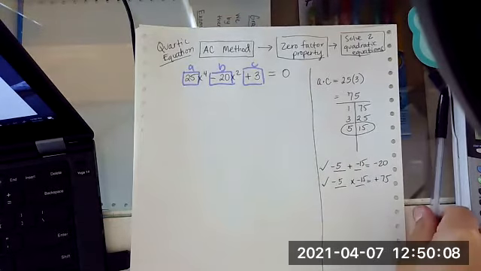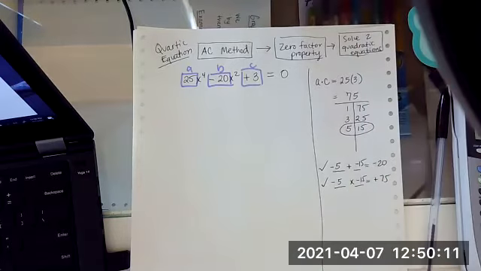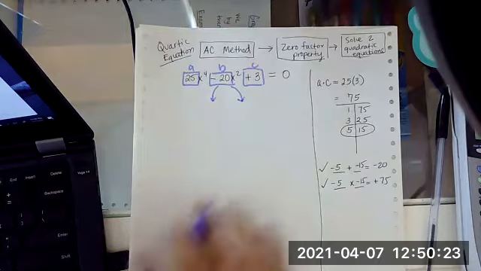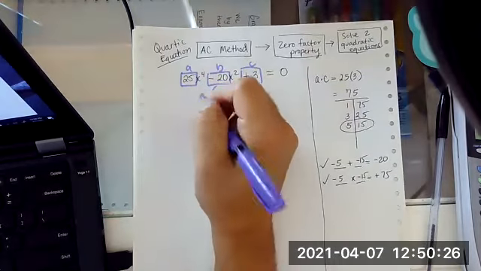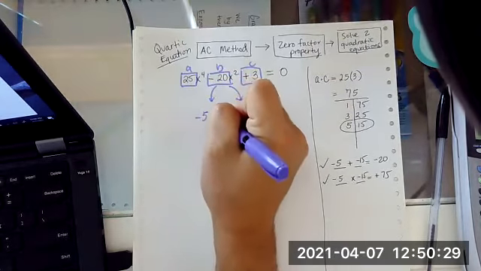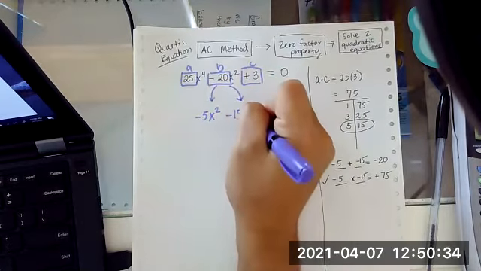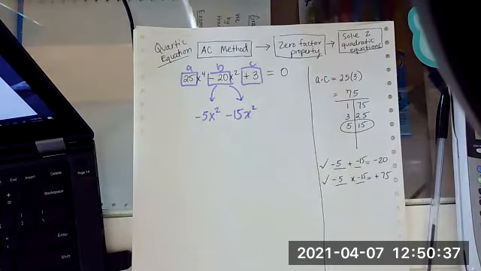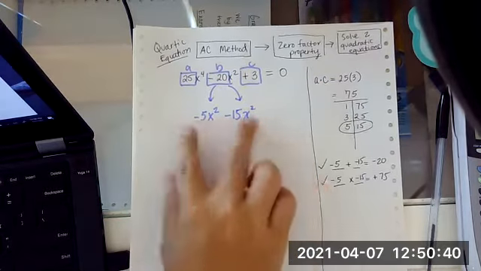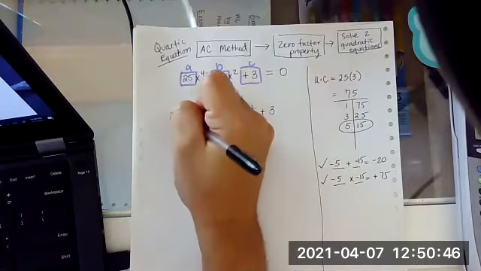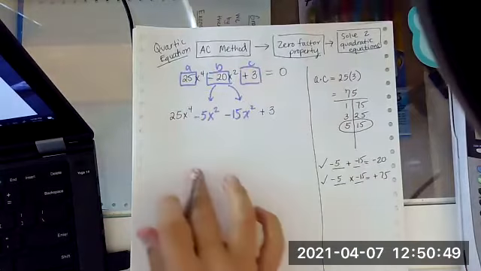Is everybody okay with that, or any questions about this logic here? Okay. Well, then we can go ahead and take the middle term and split that up into, and it doesn't matter what order you put this in, I'm going to put negative 5x squared, since this guy is x squared, minus 15x squared. These two terms should be able to add back to give you that middle term. And we'll just bring this expression down.